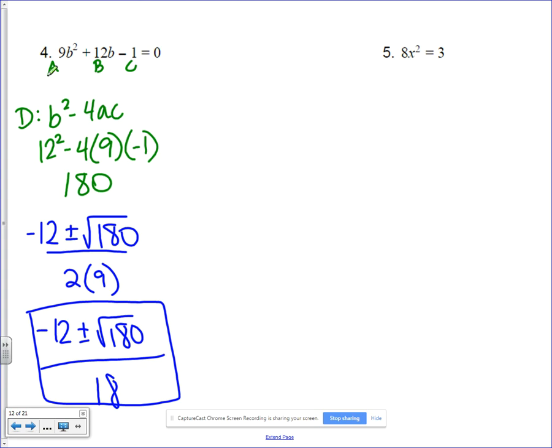There's way more not perfect squares than there are perfect squares. Yeah. All right, calculators. Negative 12 plus the square root of 180 divided by 18. So about 0.1. Now we're going to do negative 12 minus the square root of 180.